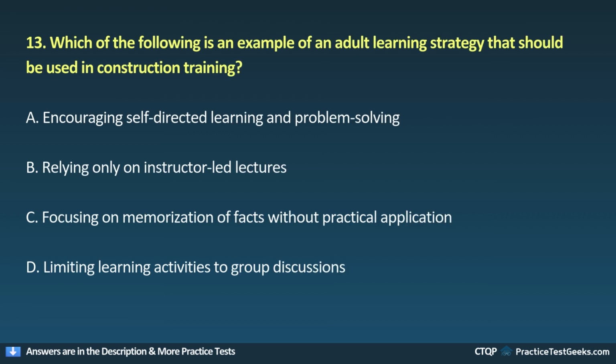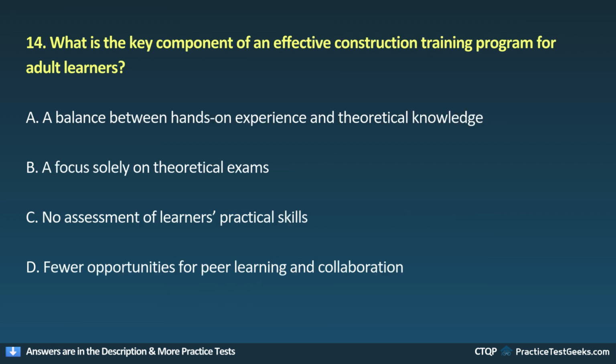13. Which of the following is an example of an adult learning strategy that should be used in construction training? A. Encouraging self-directed learning and problem solving. B. Relying only on instructor-led lectures. C. Focusing on memorization of facts without practical application. D. Limiting learning activities to group discussions.